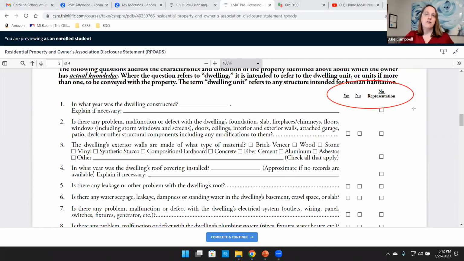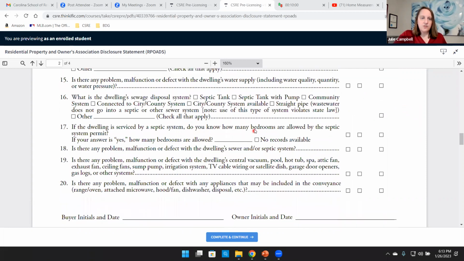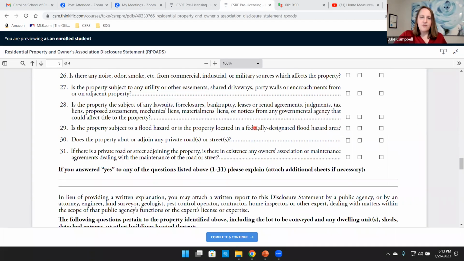in which they have 3 choices. Yes, there's a problem. No, there's not a problem. Or I'm going to exercise my right under caveat emptor and say no representation. So we go through all sorts of good stuff. Page 1, half of this one, we get down through here. If you answered yes to any of the questions, please explain. Did you say something was broke or not working? Tell me more. Tell me more about what was broke, what's not working.